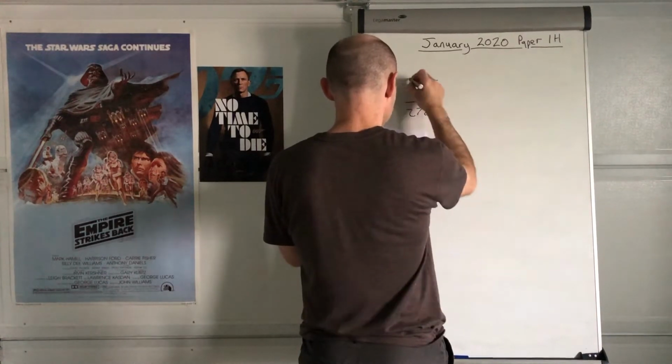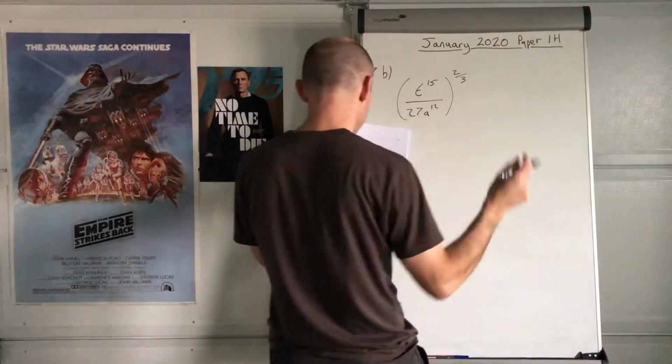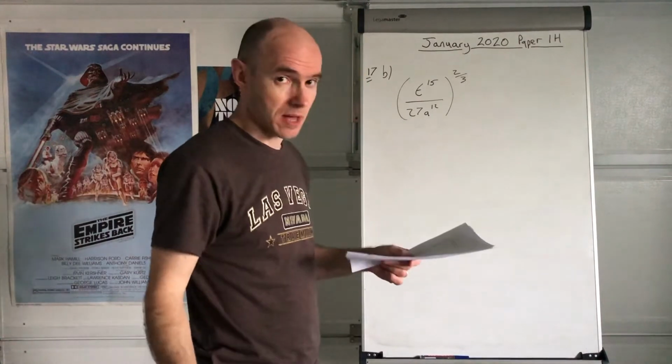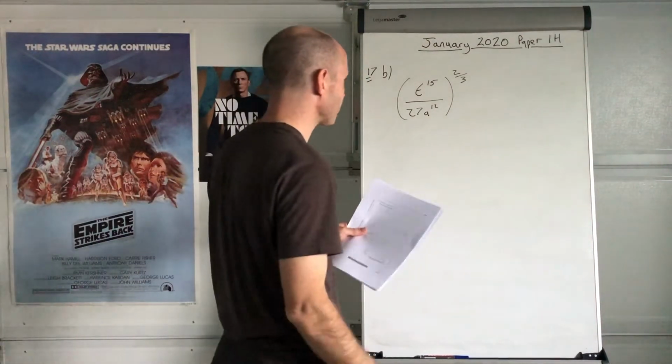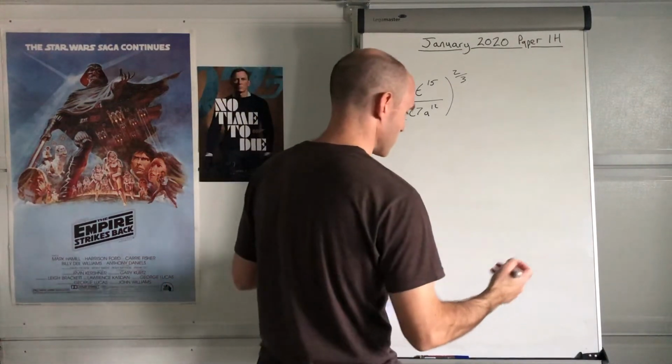27a to the 12. Okay, and then that is still to the power of 2/3. So you can see I've dealt with the negative just by taking the reciprocal. That's the first step. Okay, you might just get a mark for that. Okay. Then what you could do is apply this rule. So do you remember this rule?